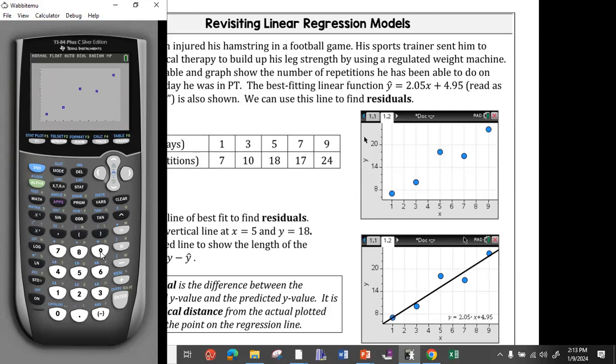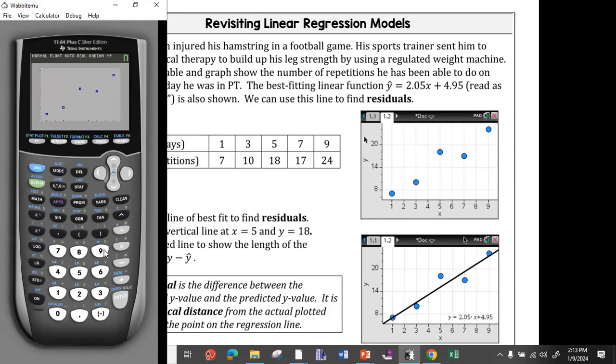It's going to be the same value. I'm just showing it from the 84 perspective. Okay, so again, you go to y equals, make sure you turn on your plot, and then you have to go to zoom stat, which is zoom 9, and then it should appear like so.